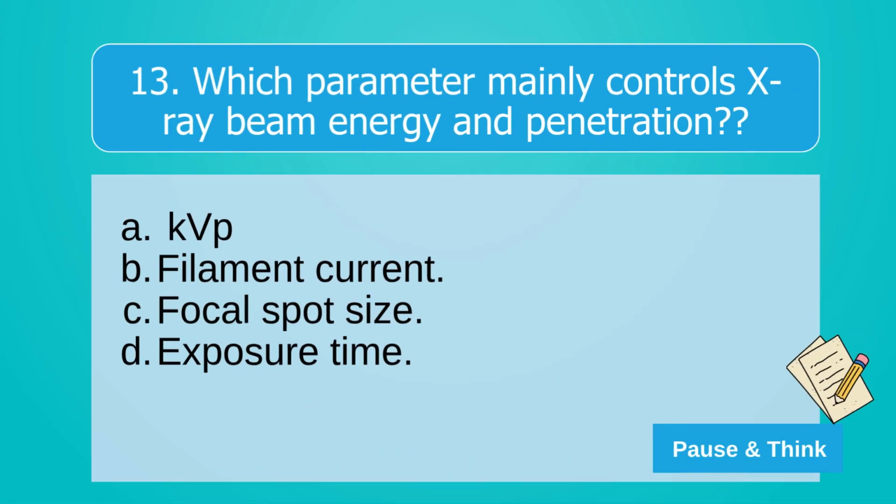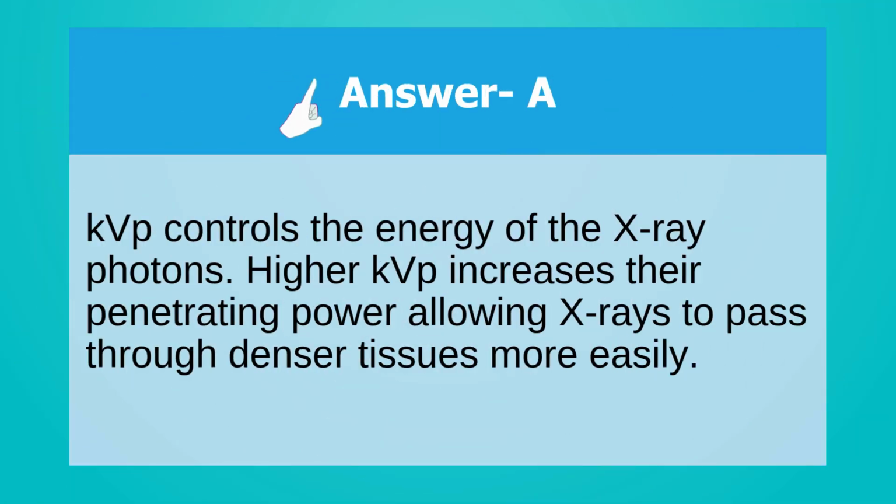Which parameter mainly controls X-ray beam energy and penetration? Option A, kilovolt peak. Option B, filament current. Option C, focal spot size. Option D, exposure time. The correct answer is option A, kilovolts peak. Kilovolts peak controls the energy of the X-ray photons. Higher kilovolts peak increases their penetrating power, allowing X-rays to pass through denser tissues more easily.